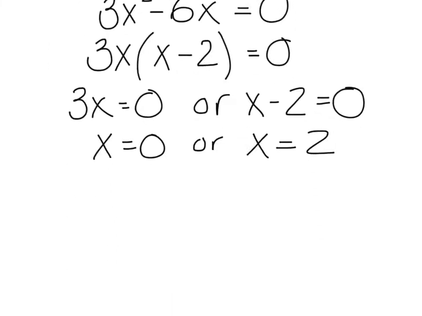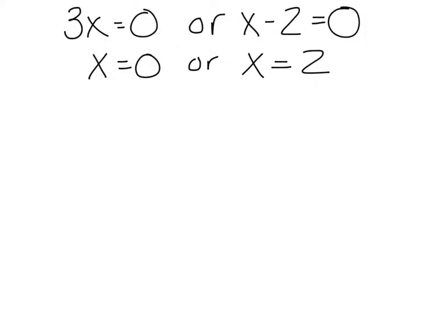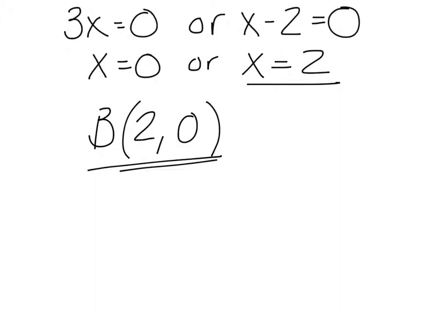Now, studying the diagram should tell us that the one we're looking for, the stationary point B, is the one with an x value of 2. The other stationary point quite clearly has an x value of 0, so the one that we want is this one here. Since it's on the x-axis, we know that the y value must be 0, which means the point B, the one we're asked about, is the point 2, 0. And that's the end of part A.